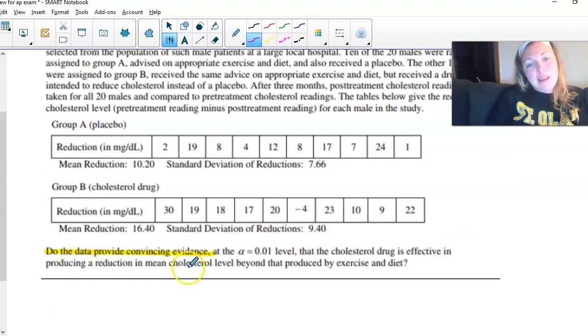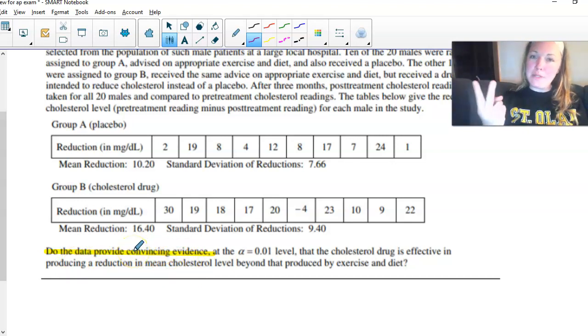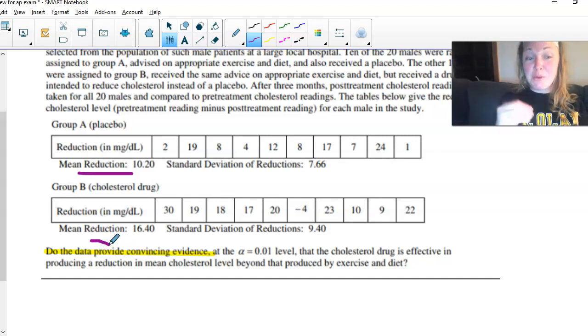Here, does the data provide convincing evidence? You're doing a test. I've talked about that. How do I know what kind of test? Is it 1 sample or is it 2? Okay, this one's 2. Is it a Z or a T? This one's a T because they're talking about the mean. When we have 2 samples, what are we looking for? Two-sample t-test for the difference of mu1 minus mu2.